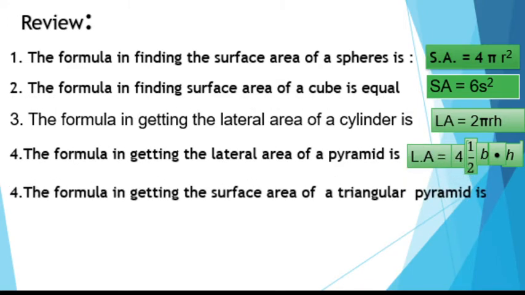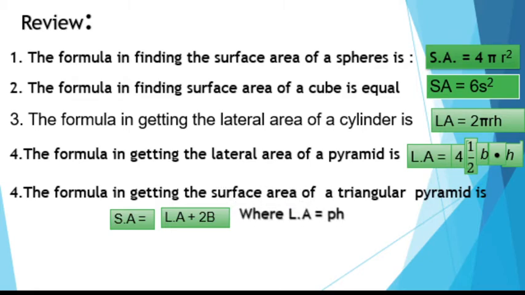And the formula in getting the surface area of a triangular pyramid, how will you get the surface area of a triangular pyramid? What is the formula? So that is equals to LA plus 2 times the base, and LA is equals to the perimeter of the base times the height.